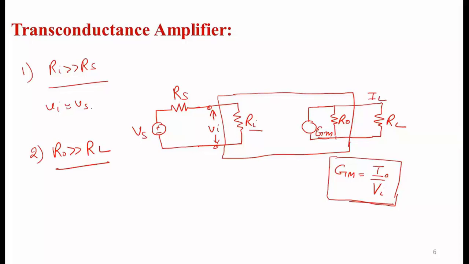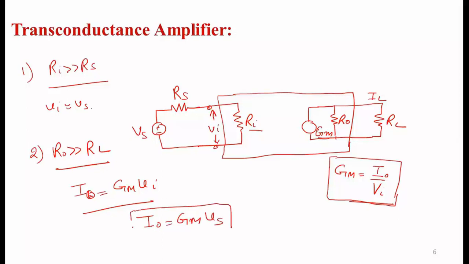Here we have the IL. So with this condition, R0 much greater than RL, we have IL equal to I0 equal to GM VI. Since VI is equal to VS, we can say that I0 is equal to GM VS. So we can say that the output current is independent of the input impedance, that is Ri, and the output impedance, that is R0.